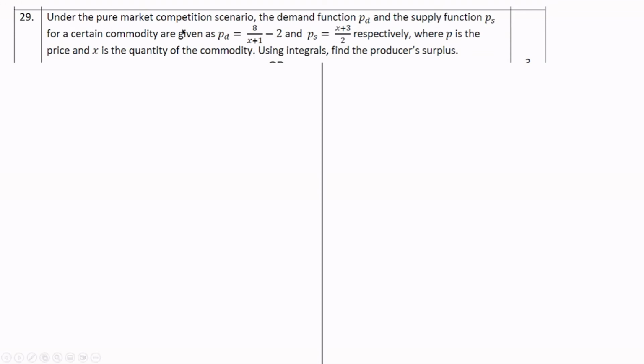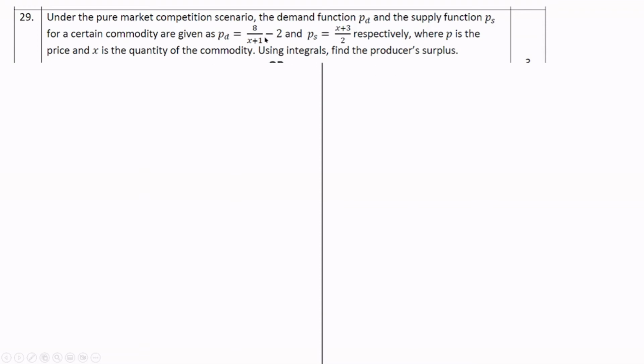Under the pure market competition scenario, the demand function PD and the supply function PS for a certain commodity are given as PD equal to 8 by x plus 1 minus 2 and PS is equal to x plus 3 by 2 respectively, where P is the price and x is the quantity of the commodity. Using integrals, find the producer surplus.